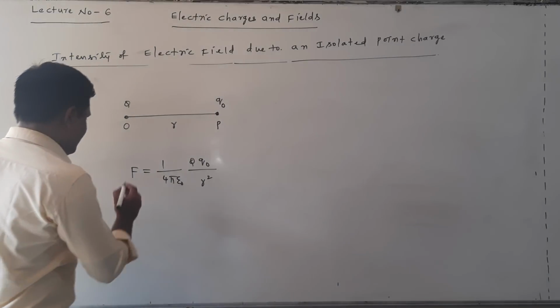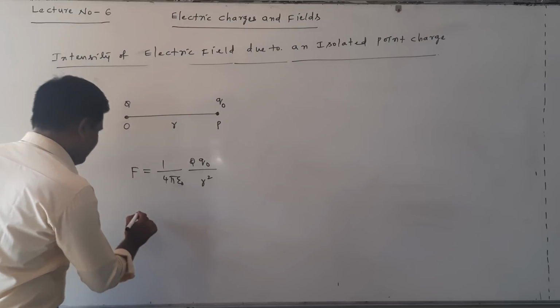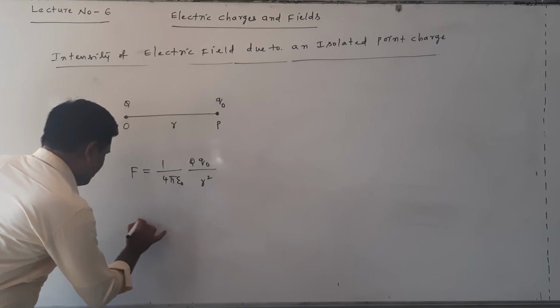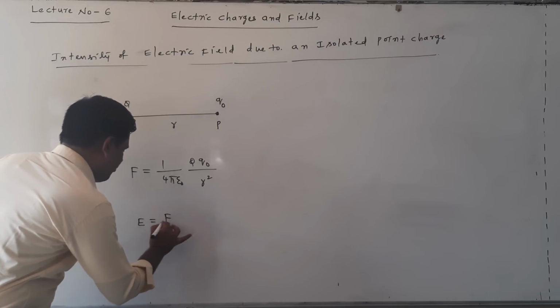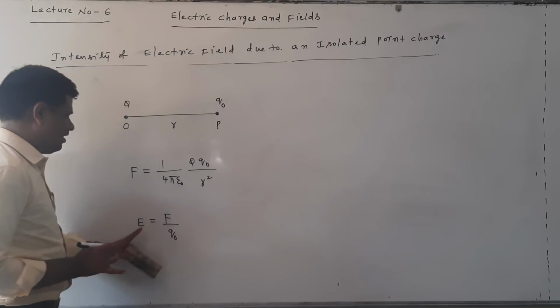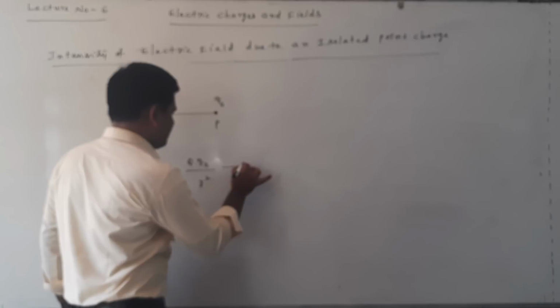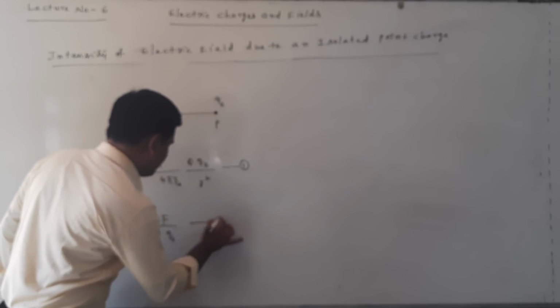Now we have to write the intensity of the electric field. This is a vector quantity, so we write the magnitude form. Magnitude form means E is equal to F by Q naught. This is the intensity of the electric field, defined as E is equal to F by Q naught. This is also the magnitude form only. Now this is given equation number 1, and this is given equation number 2.